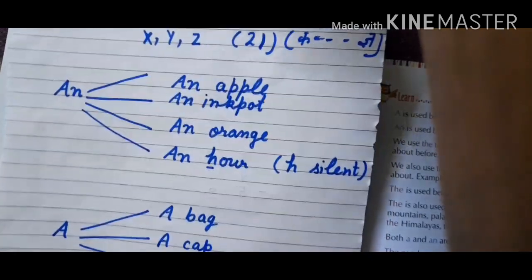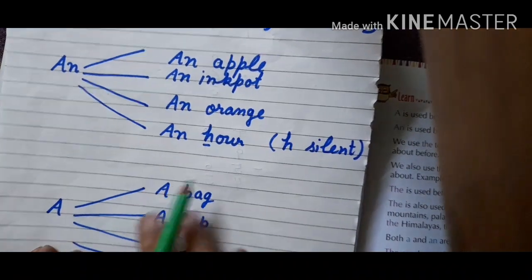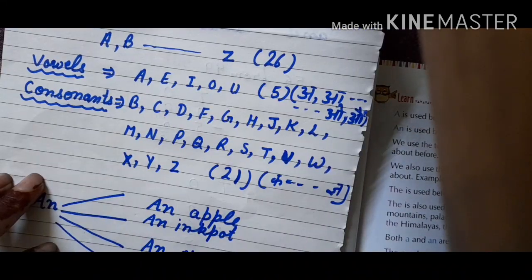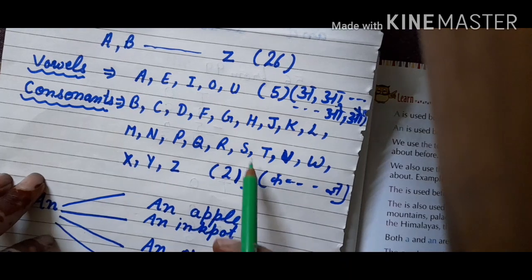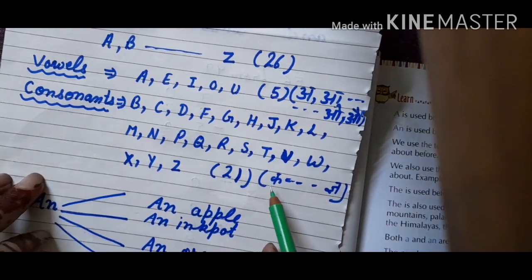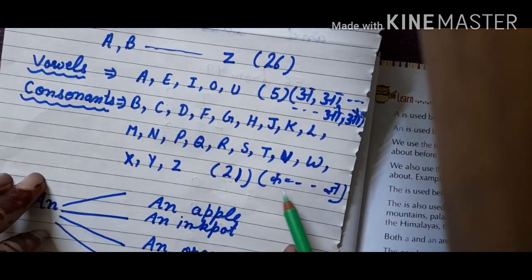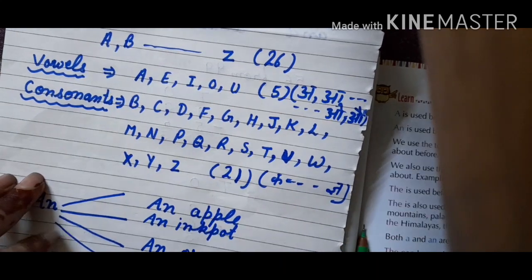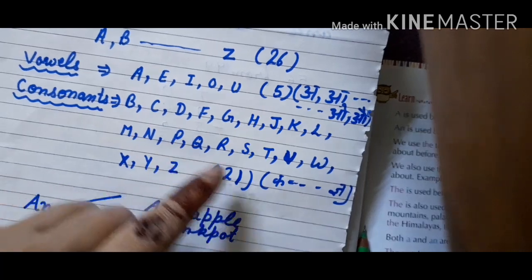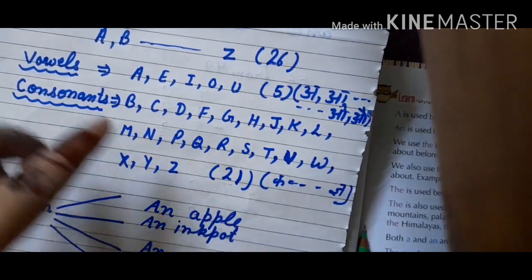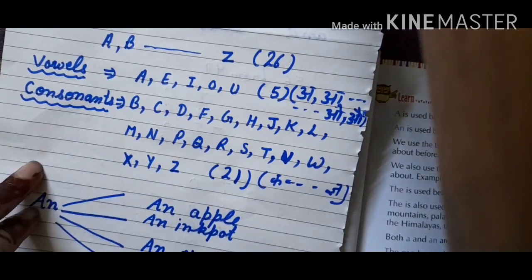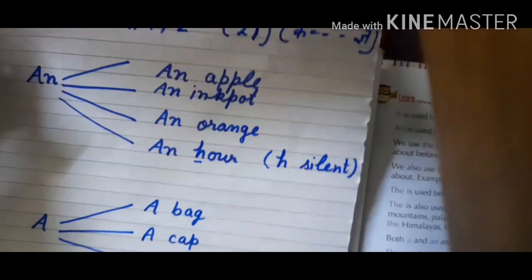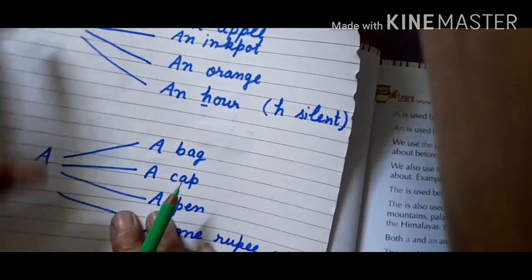Students, now we will learn the use of a. For words which start with consonant sounds, we use a before those words. Means if these consonants give the sound of Hindi consonants, from K to G, then we use a before those words. So let's look at the examples now.